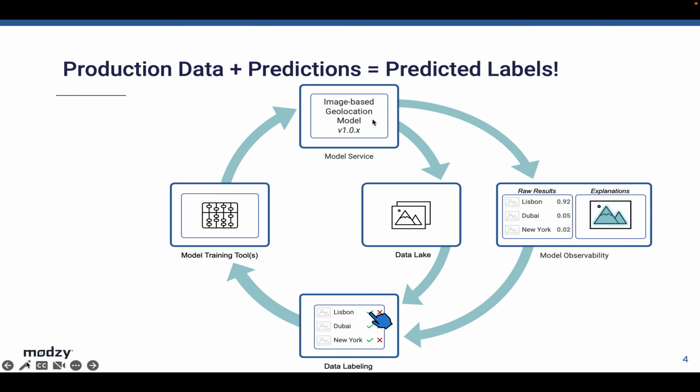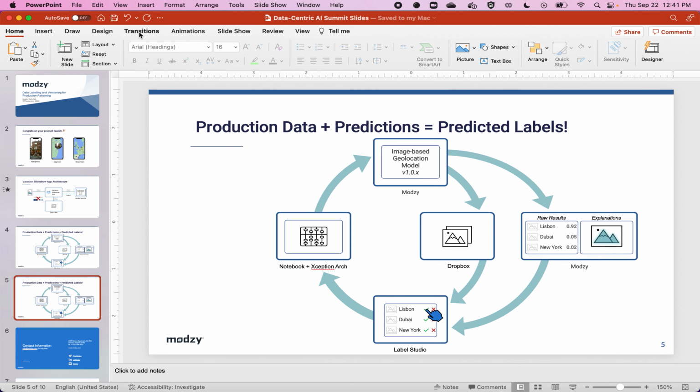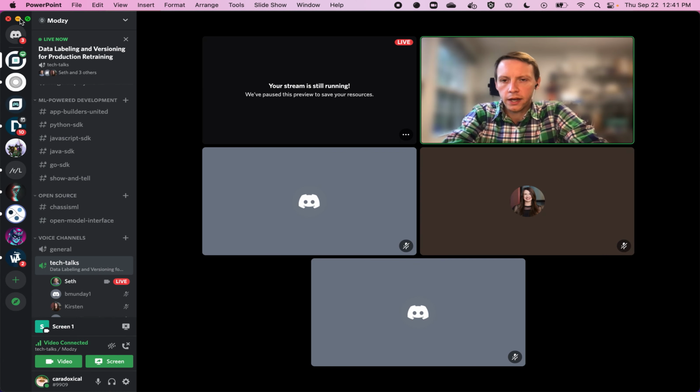So what we're going to look at in today's Tech Talk is how do you set up this half of the circle? How do you take those results, save the information, and then connect it back into your labeling tool? And we're going to be doing that with 3 tools. We'll be doing that with Mozi. Mozi will be our model serving tool and our model observability tool. We'll be using Dropbox as our sort of makeshift data lake, and we'll be using Label Studio to actually label these images. So I'm going to shift over to the actual demonstration, and we're going to take a look at some code examples to show you how this might work for your app.